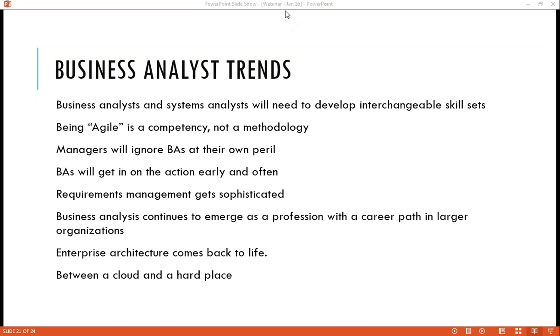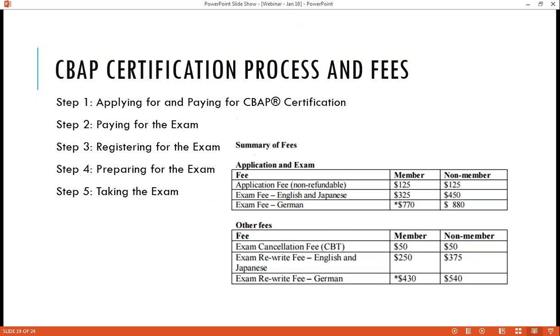Okay, so Aditya's question is a good one for everybody as well. To become a member, this is what you have to do. If you want to be a CBAP member, the application fee is about 125, the exam fee is about 325, and that's how you become a member.